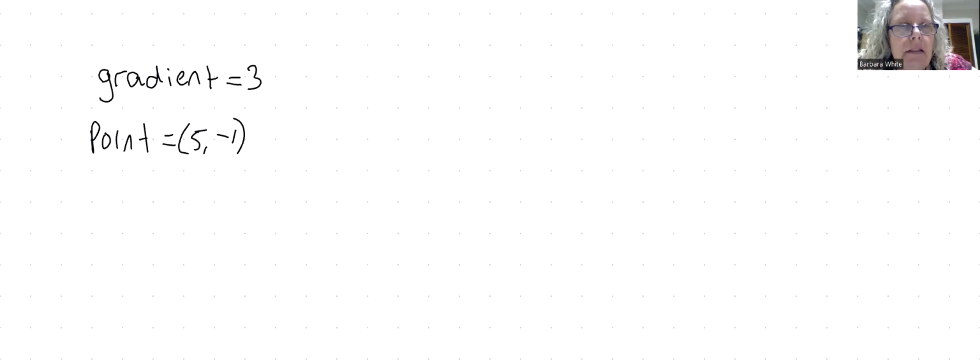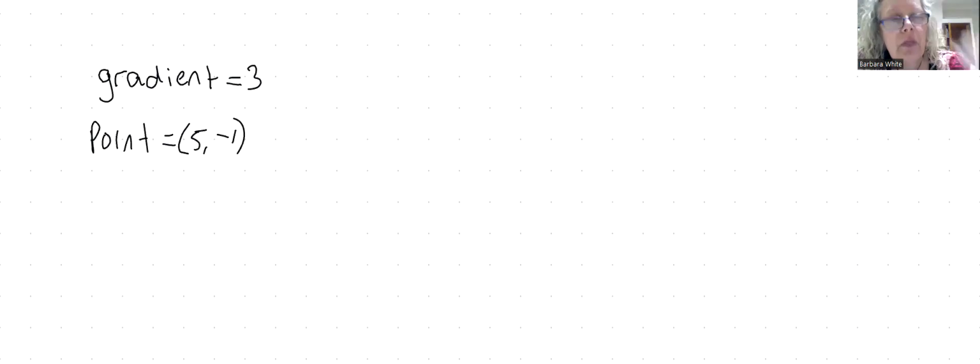You can find the equation of a graph with two pieces of information. If you've got 2 points on the graph, you can find the gradient and you can use that to find the equation. Now, if you're given the gradient and 1 point, you can use that to find the equation of the line. You don't need to draw it.